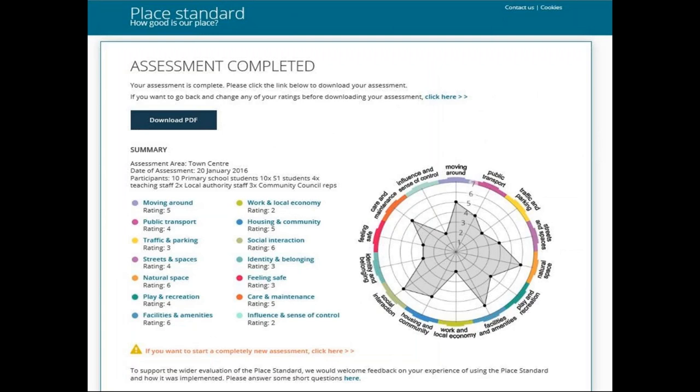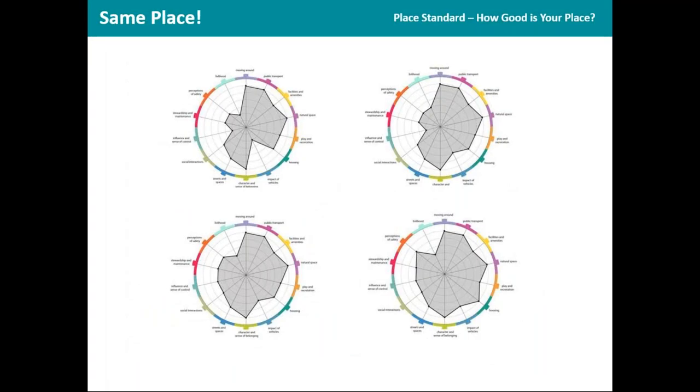So you work through the 14 dimensions and you get your shape of the spider diagram, but you also get lots and lots of data that works across the key dimensions that impact on health and wellbeing. Now, here's four examples, but it could be the same place. It could actually be carried out by the same person, but they could have assessed their place in the morning, afternoon, or evening, or the weekends, or when they were in a particular mood. It could also be the same place, but by different age groups or different populations. So it really emphasizes that places can change and places can be different to so many different people, different ages, different populations, and at different times of the day and different times of the year.